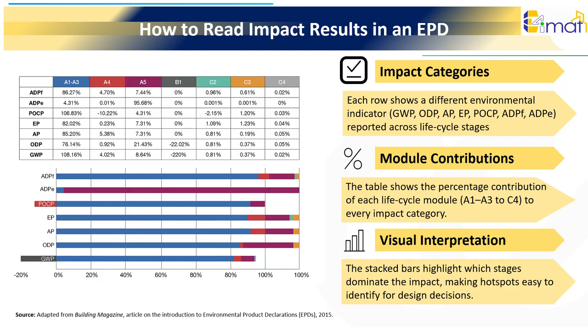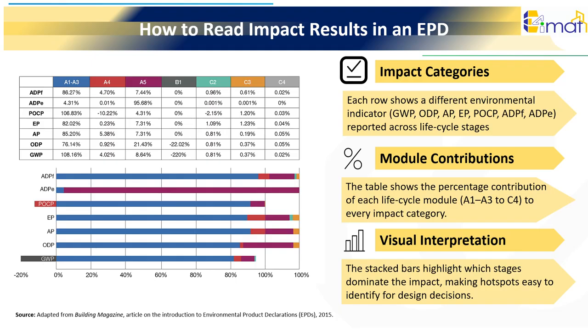The second block focuses on the lifecycle module contributions. The table displays the percentage of each impact coming from stages like A1, A3, which often dominate due to raw material extraction and manufacturing. Other stages, such as transport or end of life, may contribute less but can still affect specific indicators. The final block uses a stacked bar chart to visually highlight which stages drive most of the environmental impact. This helps identify hotspots and guides where design or material improvements will have the greatest effect.